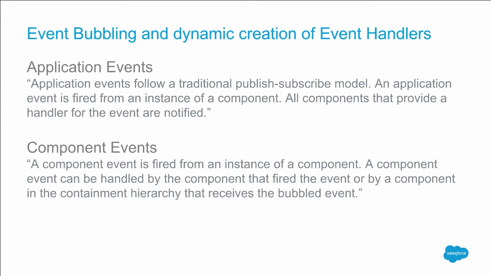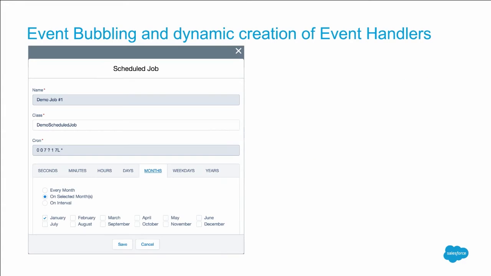The other type we've got are component events, and these are much more targeted. So a component event, when raised, will either be handled by the component that raised it itself, or it can be handled by any other component in the containment hierarchy. And a little bit more about what that means on the next slide, because I have to say that was something that didn't mean a lot to me when I first read it months ago. So let's take a look at that.